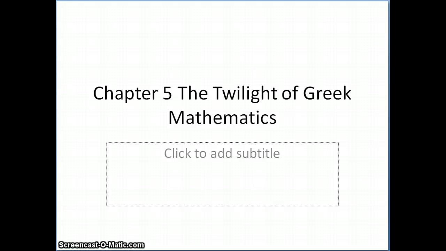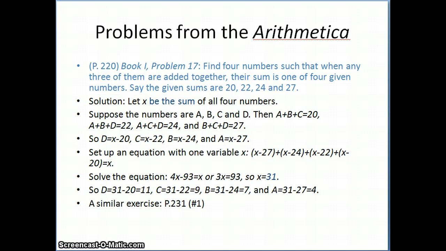Now we look at the problems in Chapter 5. First problem is from one of Daventer's math textbooks, Arithmetica. This is a problem from page 220. Find four numbers such that when any three of them are added together, their sum is one of four given numbers. Say the given numbers are 20, 22, 24, and 27.